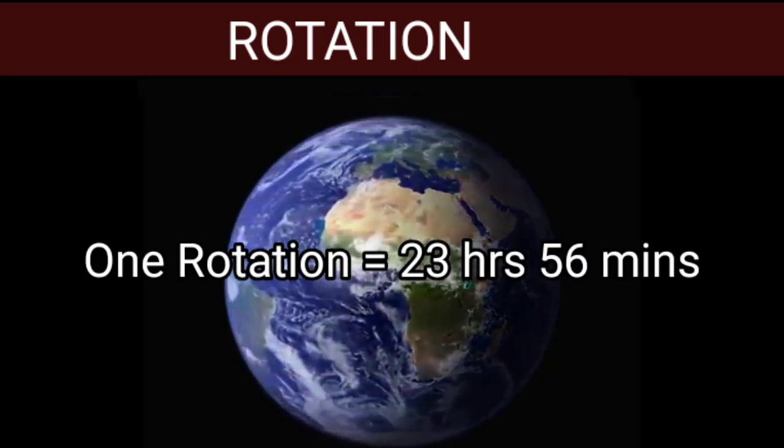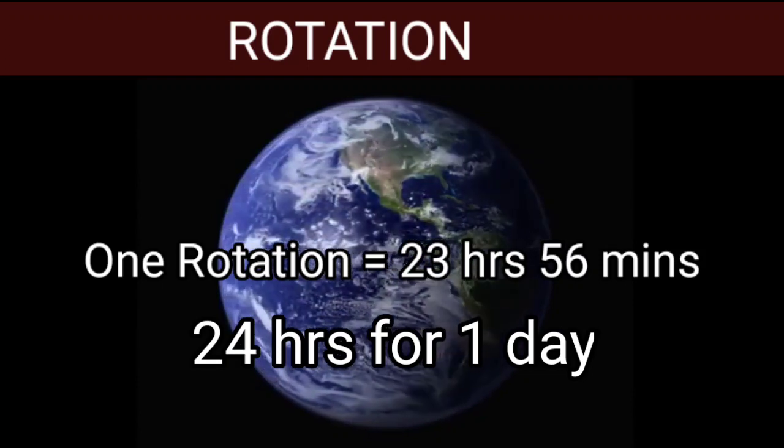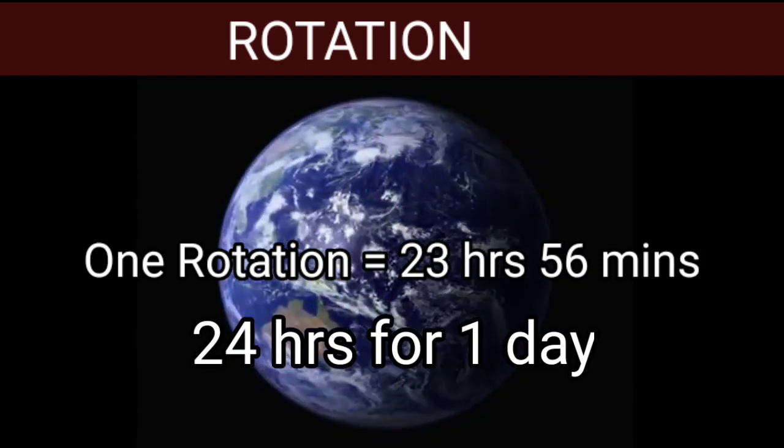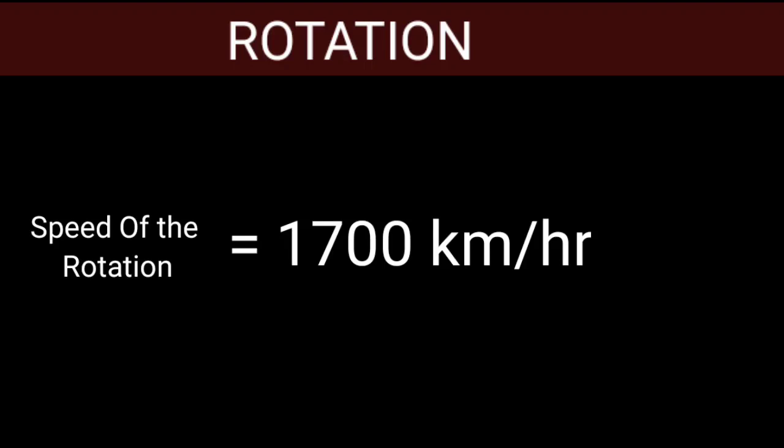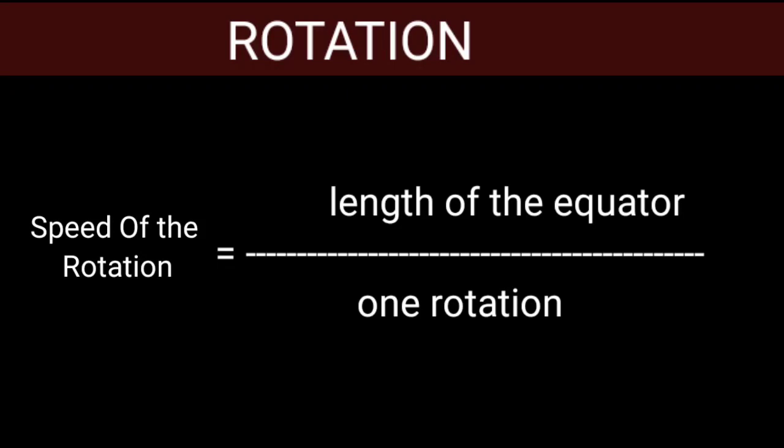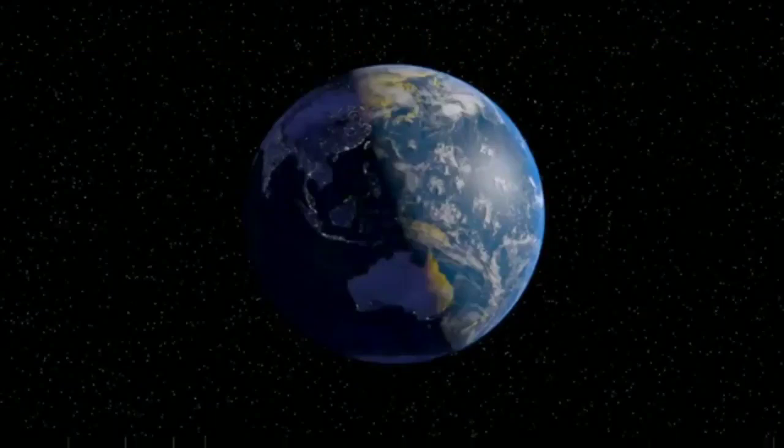Now, the earth takes almost 23 hours and 56 minutes to complete one rotation, which is approximately 24 hours for a day. Now the speed of the rotation is almost 1700 km per hour at the equator, which is the longest parallel of the earth's surface. Now how do we calculate it? By dividing the length of the equator by one rotation.